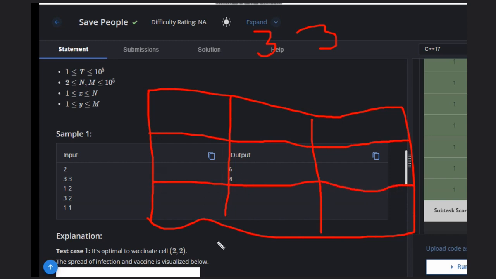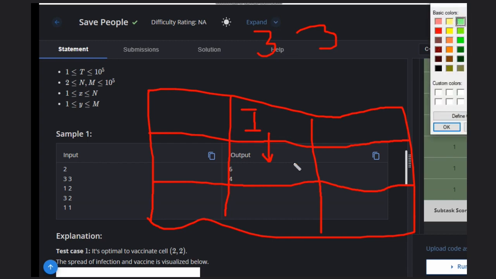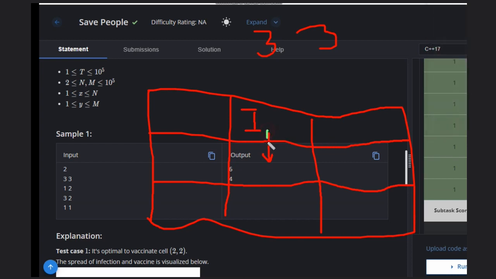In this case, we have this (1, 2) infected. This is the infected cell. So it can spread in this direction. You can choose a different color here. So it can spread in this direction, or this direction, or this direction. Because on the above side we don't have any cell, that's why it can't spread. So that is the case.